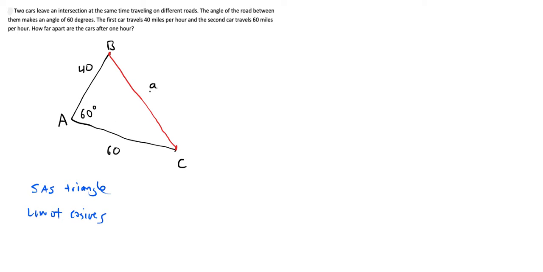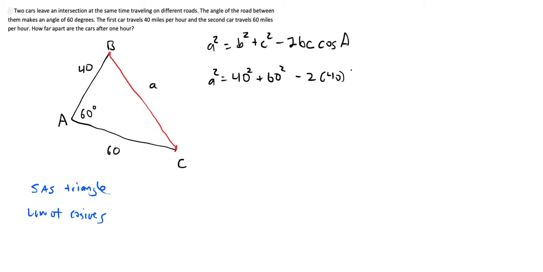So the law of cosines, the way that we've labeled it, is going to be A squared equals B squared plus C squared minus 2 times B times C times the cosine of A. Now let's fill in what we know. Remember, we're trying to find the length of side A. So A squared equals 40 squared plus 60 squared minus 2 times 40 times 60 times the cosine of 60 degrees. From here, it's just a little bit of busy work.